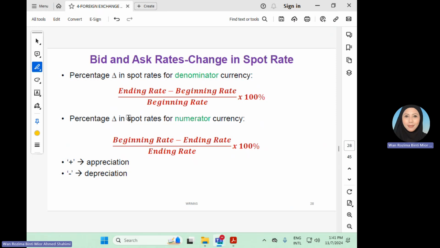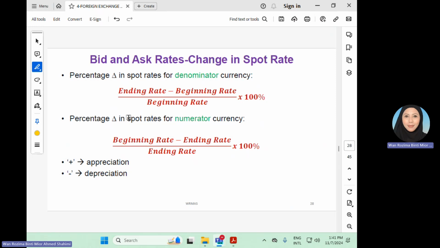And then the change in spot rate. Percentage change in spot rate, again for denominator versus numerator. For the denominator: ending rate minus beginning rate, divided by beginning rate, times 100. For the numerator: beginning rate minus ending rate, divided by ending rate, times 100.